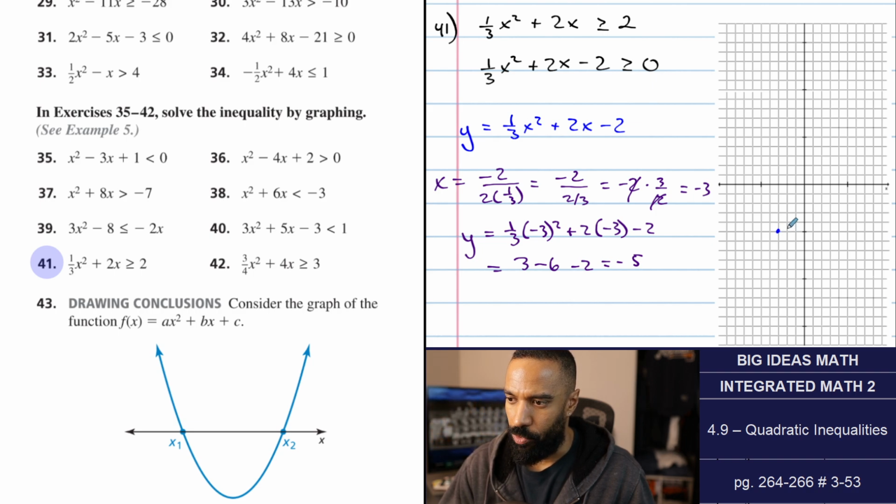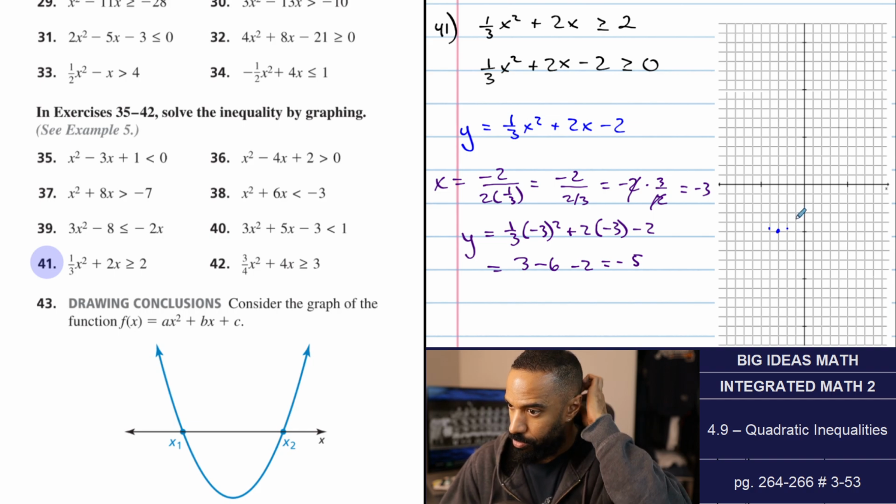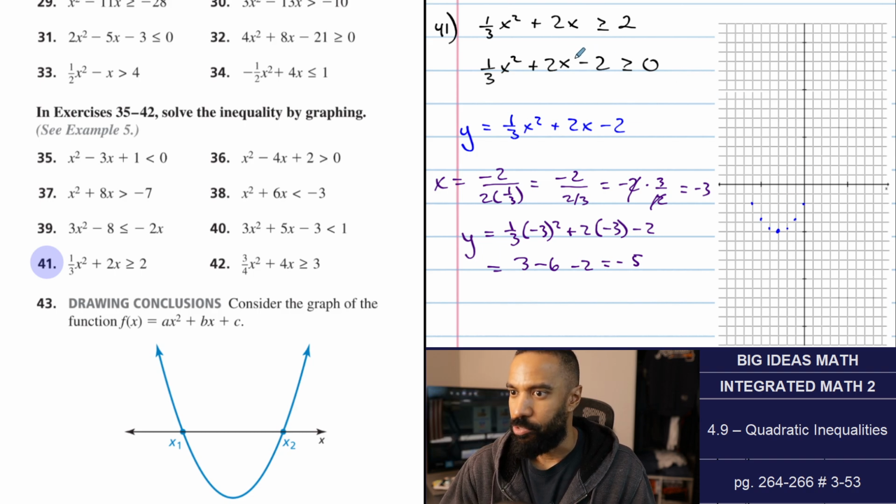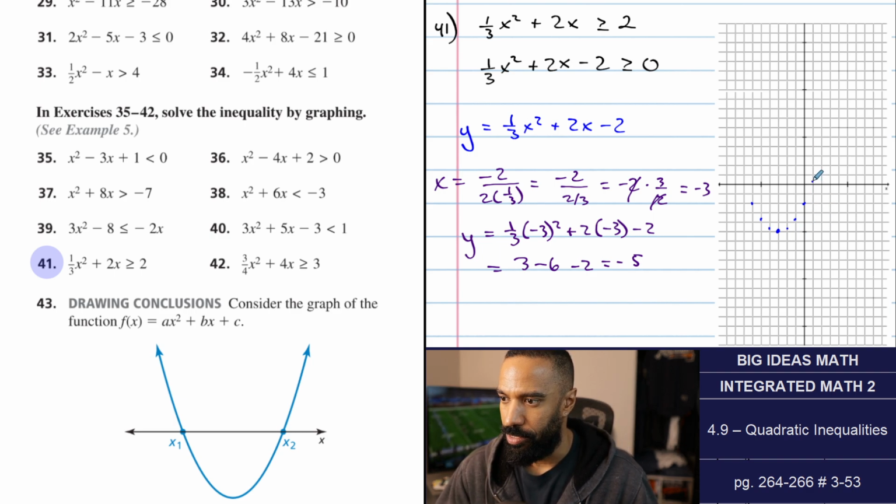1/3 stretch factor. Over 1, up 1/3. Over 2, up 4/3, so 1 1/3. Over 3, up 9/3, which is 3. And there's my negative 2 y-intercept. Over 4, up 16/3, which is 5 1/3.